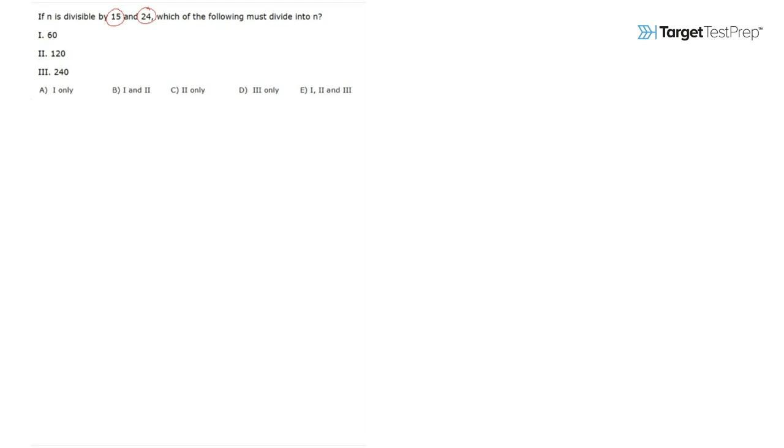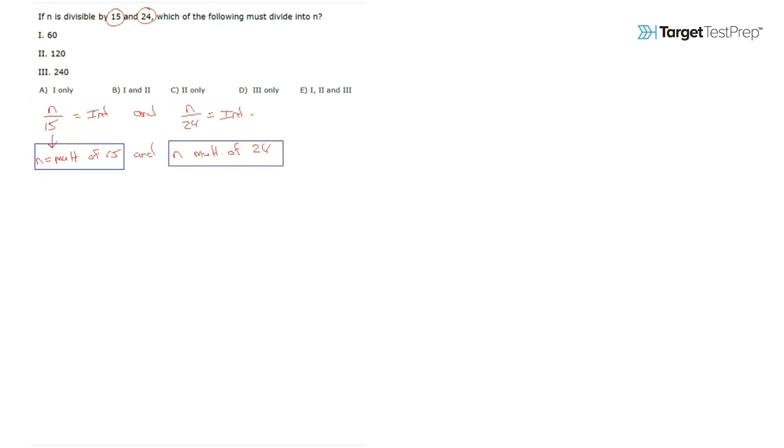We could say n over 15 equals an integer and n over 24 equals an integer. Or we could say that n is a multiple of 15, because it really means the same thing, and n is a multiple of 24. The reason the second version is nicer is because it forces the idea that more than likely you're going to be dealing with least common multiple here.